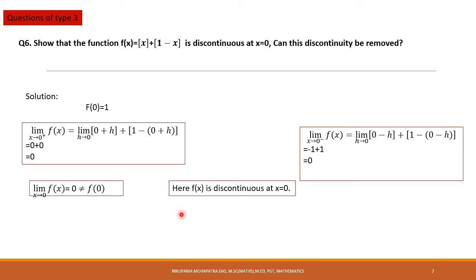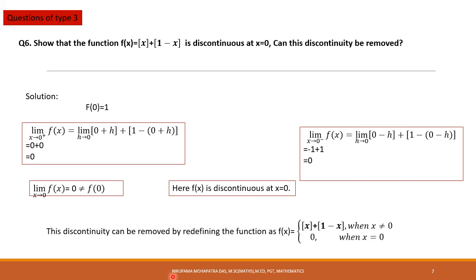So your answer will be what? Yes, this discontinuity can be removed. Let me also tell you how to remove the discontinuity. We can remove the discontinuity when we redefine the function. To make it continuous, we can redefine the function as f(x) equal to [x] + [1 - x] when x is not equal to 0, and it is 0 when x equal to 0.